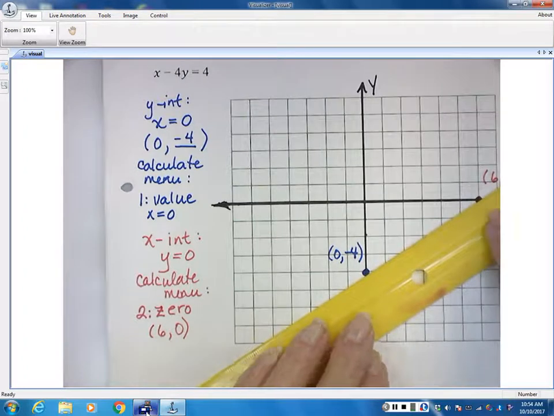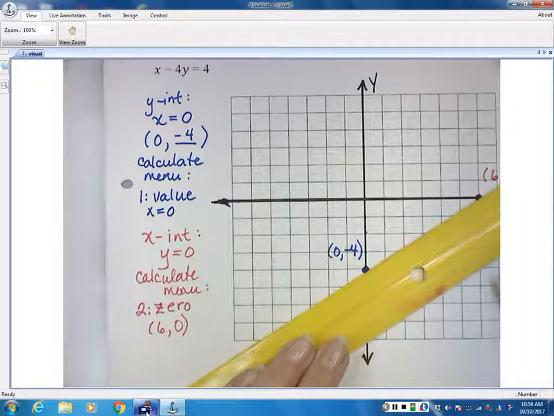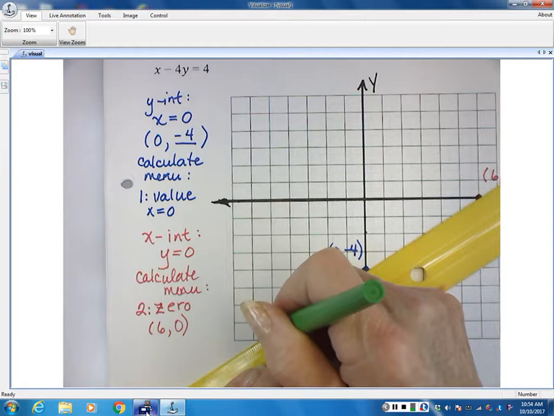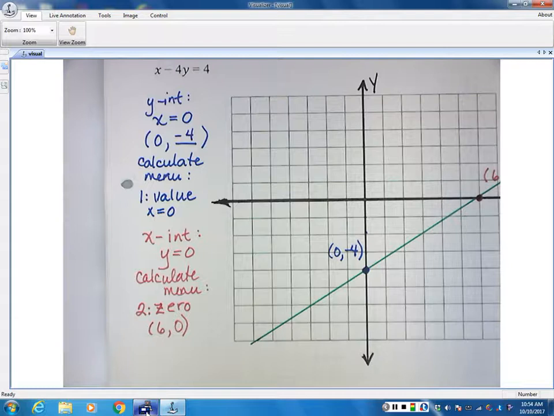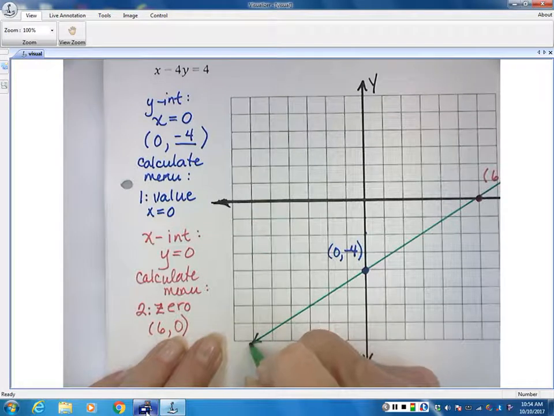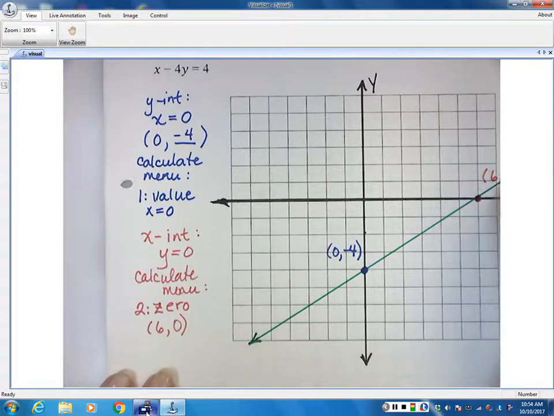And then I'm going to connect up those points with a line. And I'm going to make it nice and straight. That's why we have a ruler. We want arrows on the end of the line, because that line actually continues on in this direction forever, and it continues on in that direction forever.